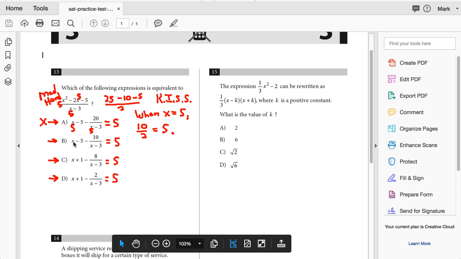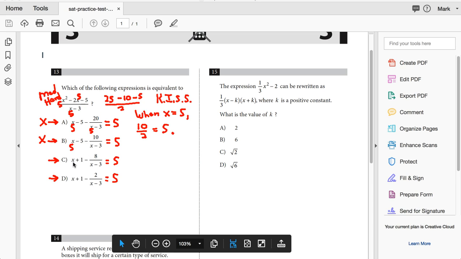You know what? I think we're going to get a negative from B as well. We put in a 5 here. 5 minus 5 is 0 again. And then we have negative 10 over 2. So, you know what? Negative 10 over 2 is negative 5. But negative 5 is not equal to 5. It is 10 units away. Positive 5 and negative 5 are 10 units away. They're not the same thing. So that's not the answer. If you are ignoring signs, you might fall for that answer.